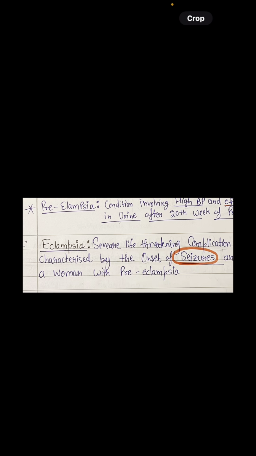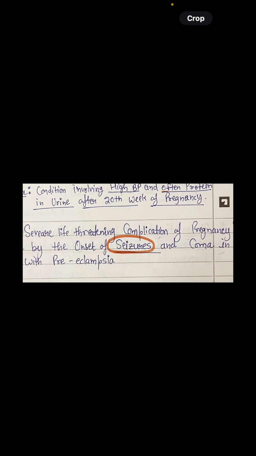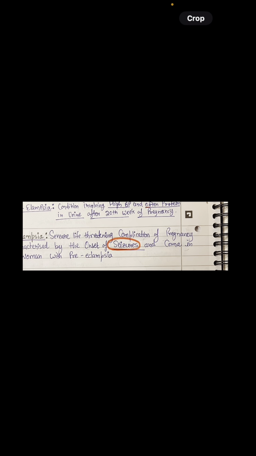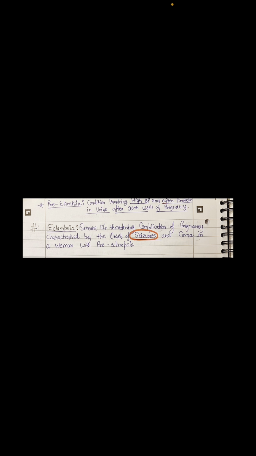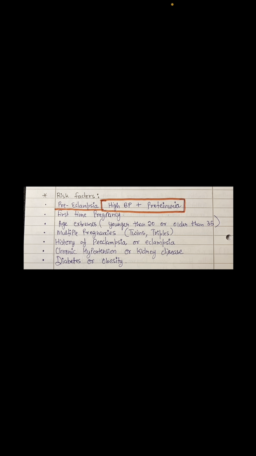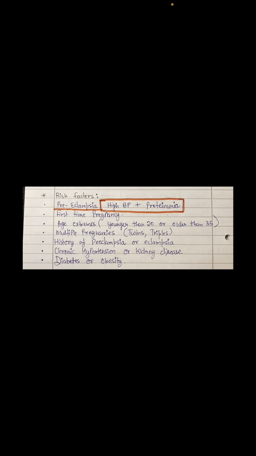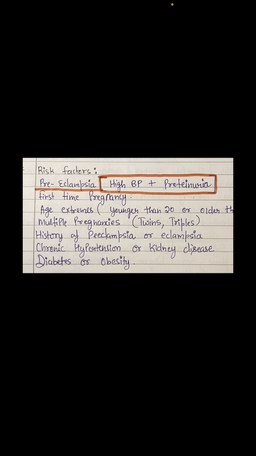However, preeclampsia is the condition involving high BP and protein in the urine, which we just saw. So let's see the risk factors. The main risk factor will be preeclampsia. Remember only the main risk factor, which is preeclampsia, if a woman already has high BP and proteinuria. This is the risk factor that the complication, eclampsia, can occur. You can see other risk factors as well.